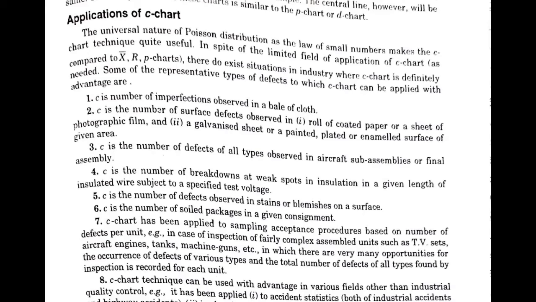Seventh, the C chart has been applied to sampling acceptance procedures based on the number of defects per unit. For example, in the inspection of fairly complex assembled units such as TV sets, aircraft engines, tanks, machine guns, etc., in which there are very many opportunities for the occurrence of defects of various types, and the total number of defects of all types found by inspection is recorded for each unit.